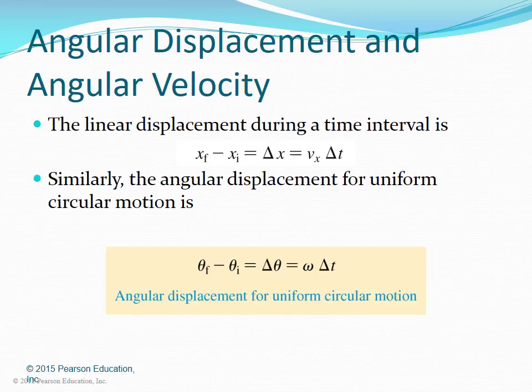Earlier, we found the linear displacement during a time interval is the linear velocity times the time interval. Similarly, the angular displacement for uniform circular motion is the angular velocity times the time interval. We say velocity here because we must take into account direction of rotation.